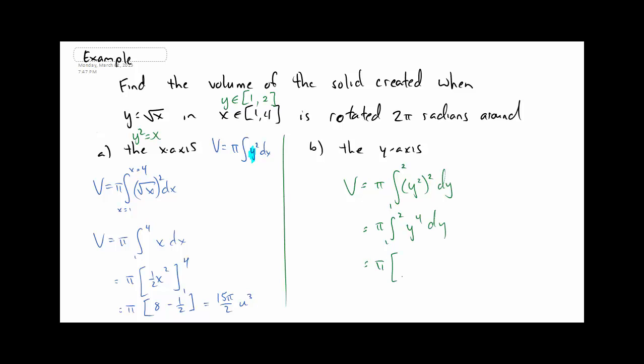That will be pi times 1/5 y to the 5th, evaluated at 1 and 2. And this becomes pi times 32 over 5 minus 1/5, which simplifies to 31 pi over 5 cubic units. So again, this volume formula is pi times the integral of x squared dy, and it's not really x's, it's x equals y squared like we had right there.